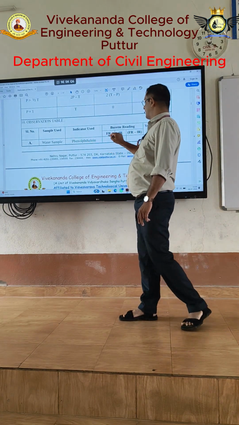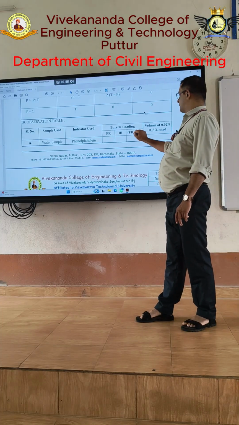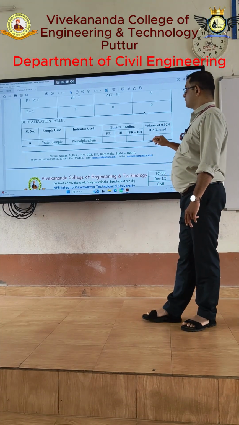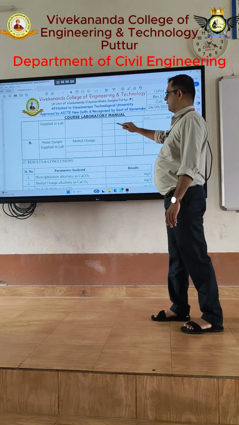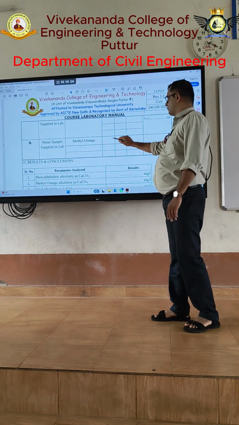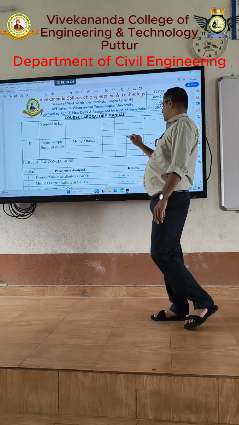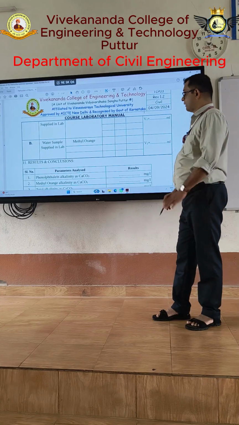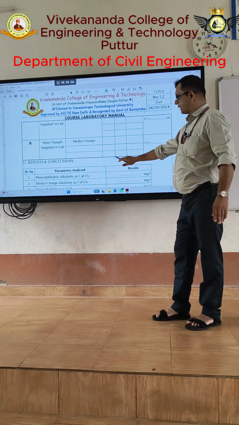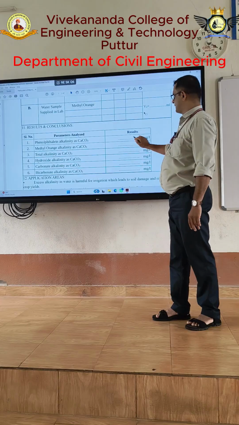Sample, first phenolphthalein indicator: final reading, initial reading, volume V1. Three trials minimum we have to do. Then methyl orange also: initial reading, final reading, volume V2. Average of this is V2. Right. So after the calculation is over, the result is written in this way.